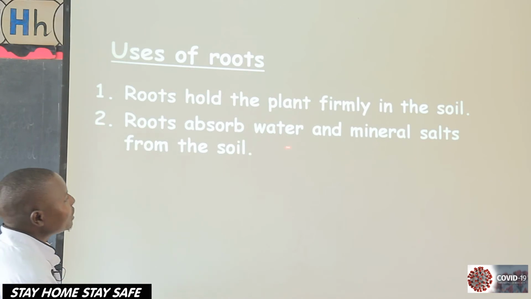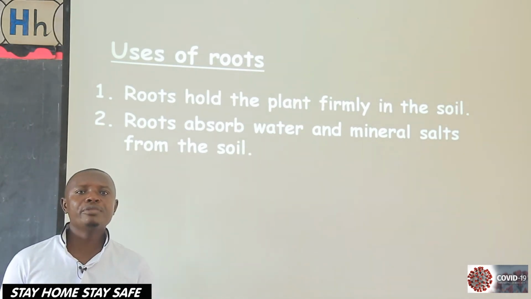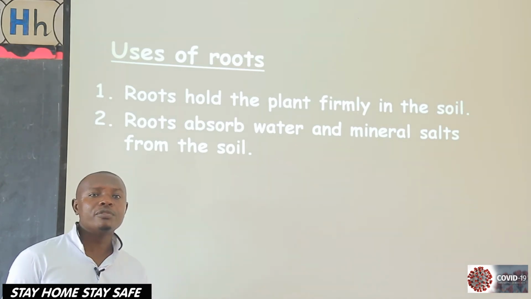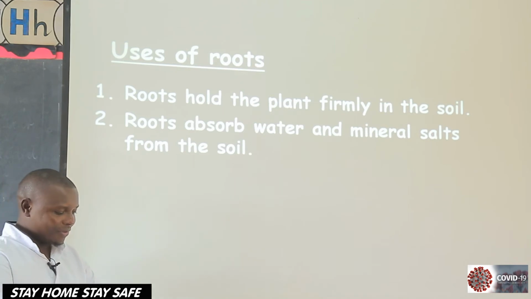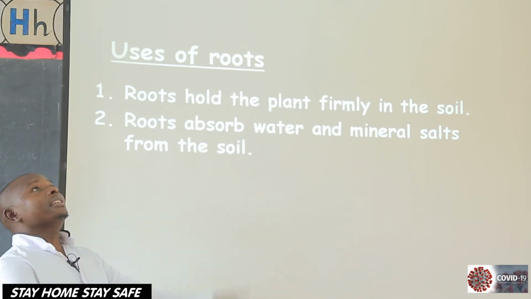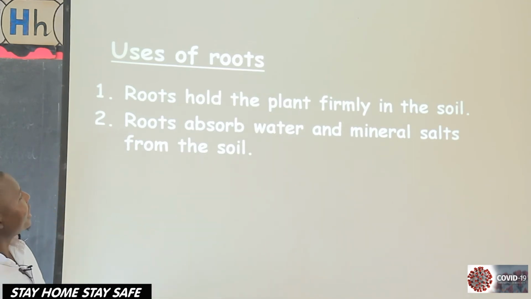Roots absorb water and mineral salts from the soil. The roots are very good because they keep on sucking. They suck the water from the soil, and it is used by the plant. Are we there? That's good.